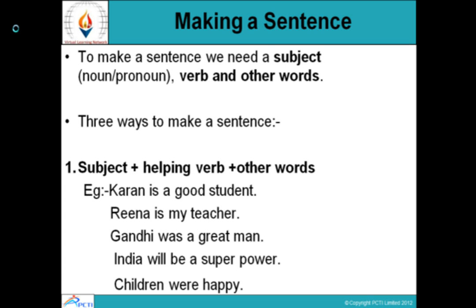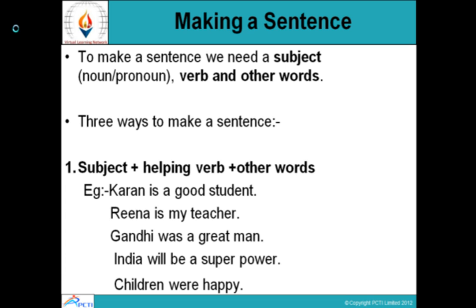Karan is a singular noun, a singular subject. So, we use the helping verb is, plus other words, a good student. In other words, we can tell quality, quantity, place, time, etc. So, Karan is a good student. Subject, Karan. Verb, helping verb is. A good student.